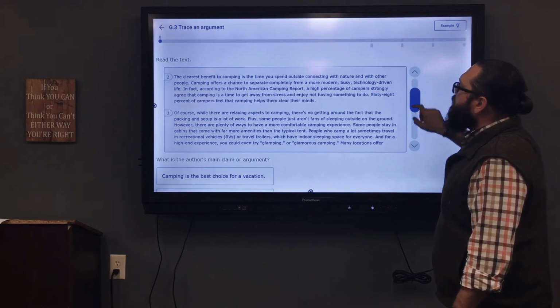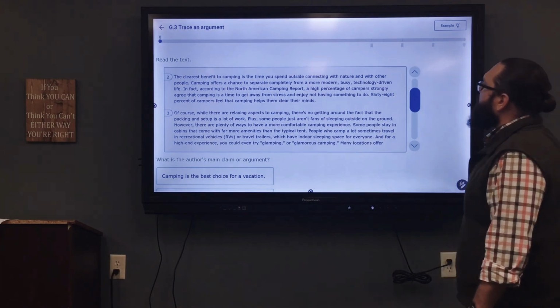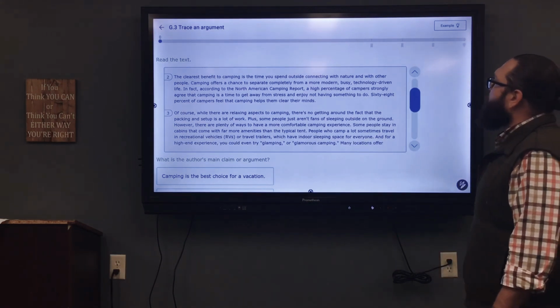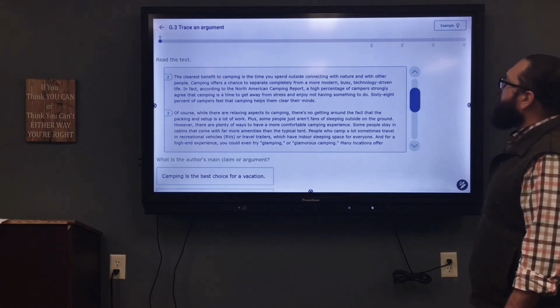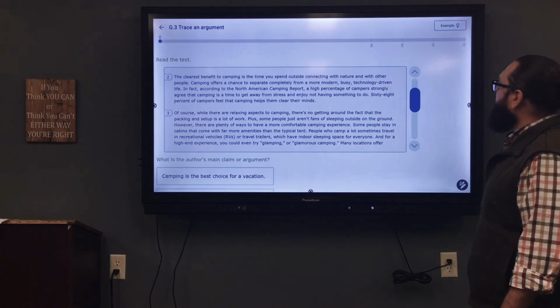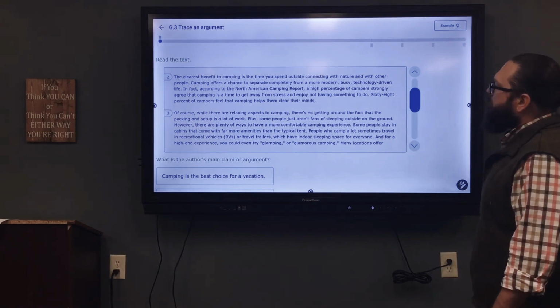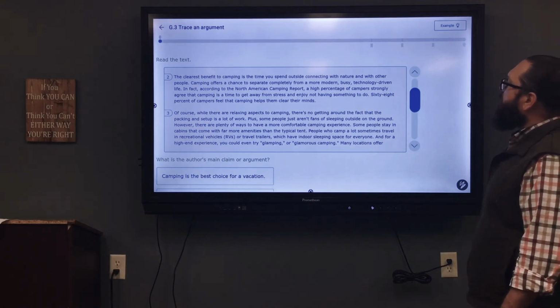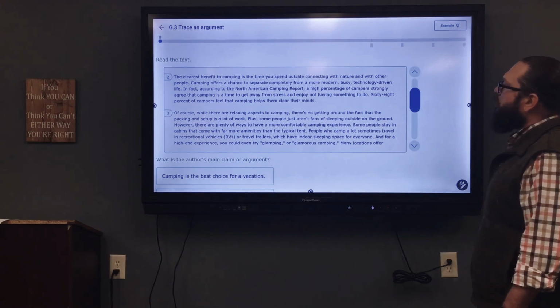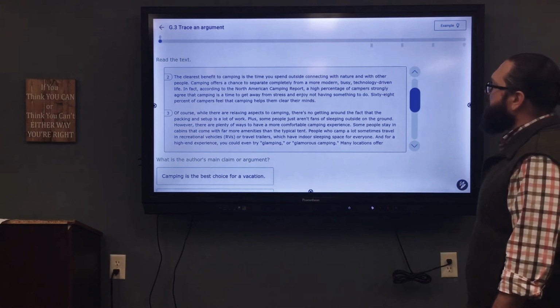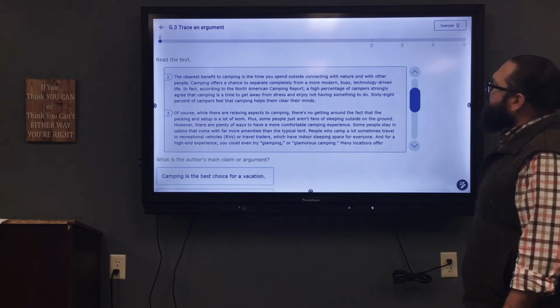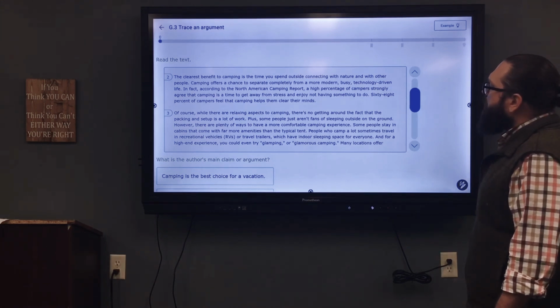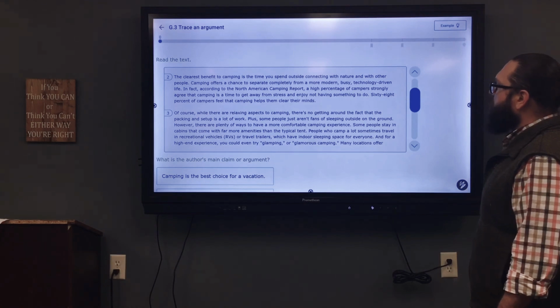The clearest benefit to camping is the time you spend outside connecting with nature and with other people. Camping offers a chance to separate completely from a more modern, busy, technology-driven life. In fact, according to the North American Camping Report, a high percentage of campers strongly agree that camping is a time to get away from stress and enjoy not having something to do. 68% of campers feel that camping helps them clear their minds.